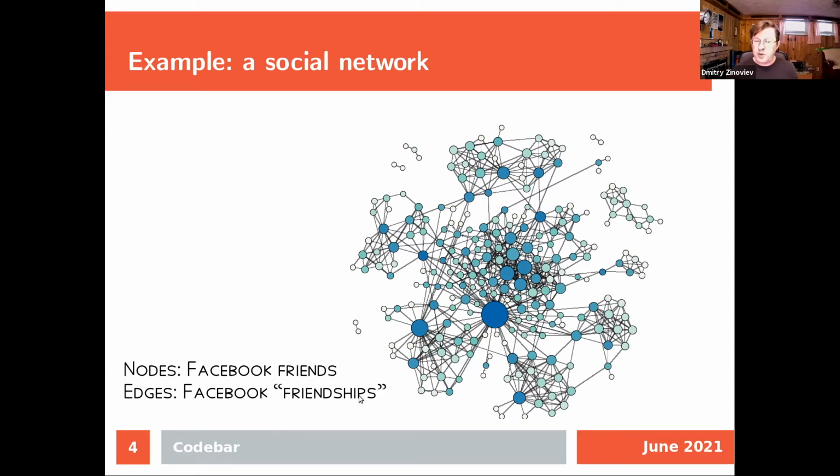The word friendship here is in quotation marks because we understand that many of these people are not real friends. They are friends in quotation marks. They could be acquaintances, they could be co-workers, but in Facebook terminology, they are called friends anyway. So this is a social network.